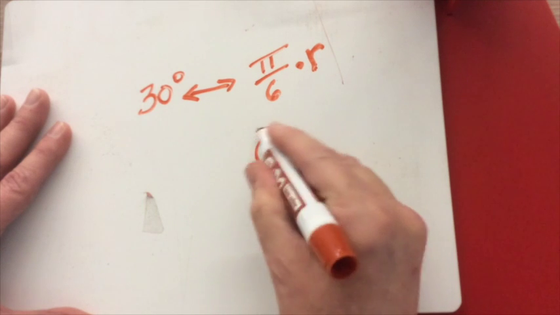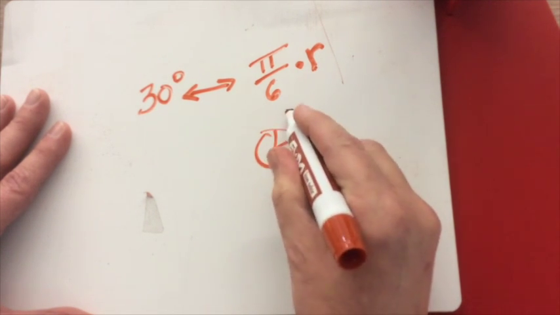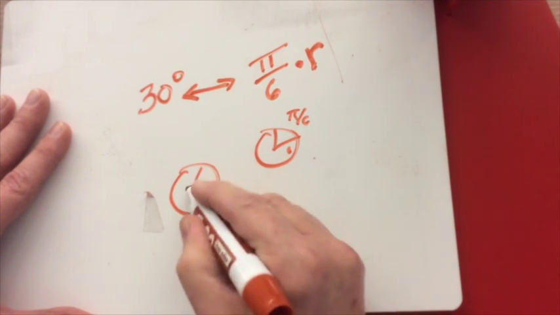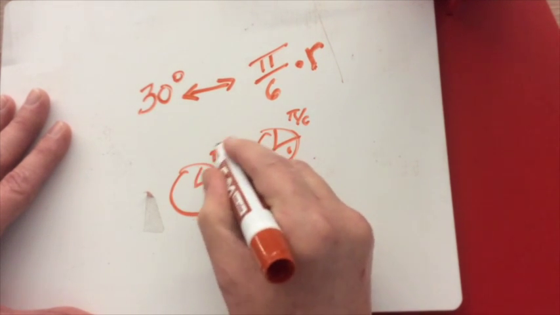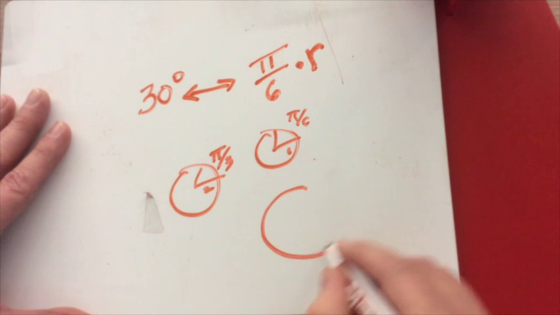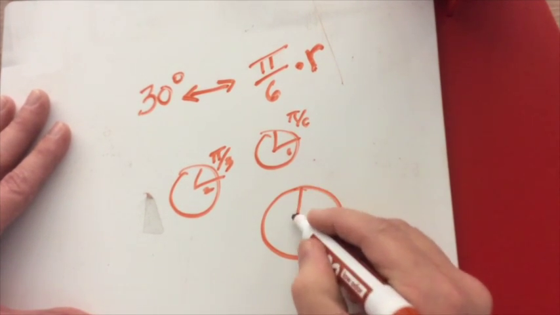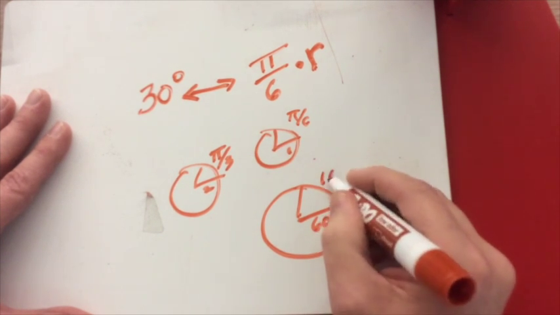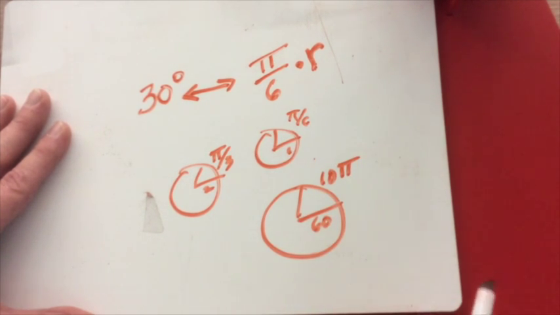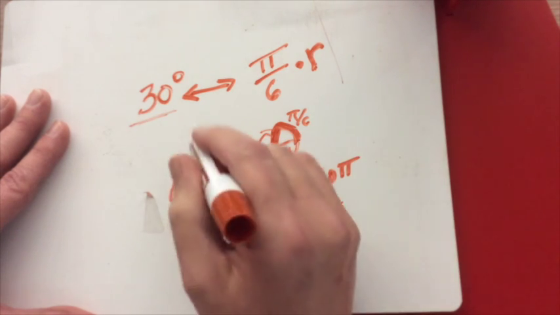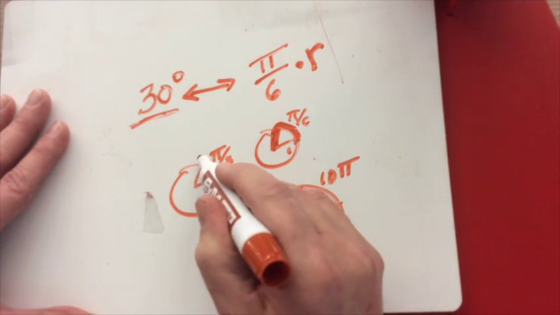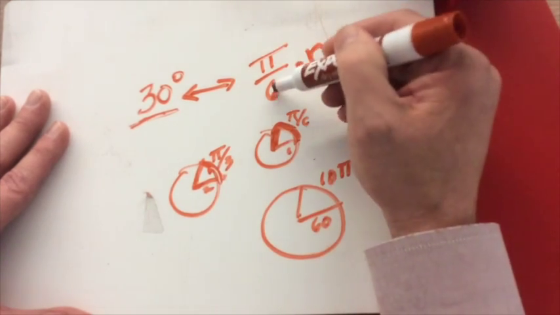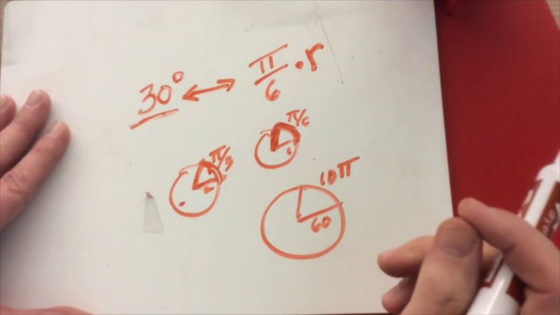The radius is 1, this is pi over 6. If the radius is 2, this is going to be pi over 3. If the radius is, I don't know, 60, this is going to be 10 pi. Or let me put it another way. Whenever the angle is 30 degrees, this arc right here is going to be pi over 6 times the radius.